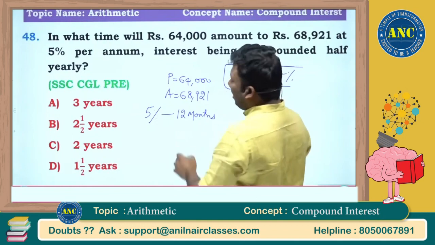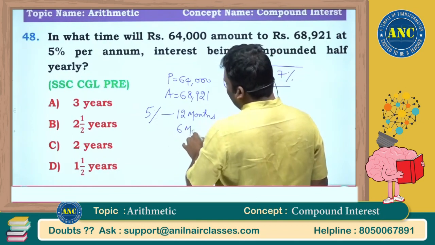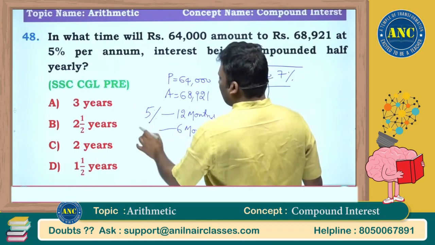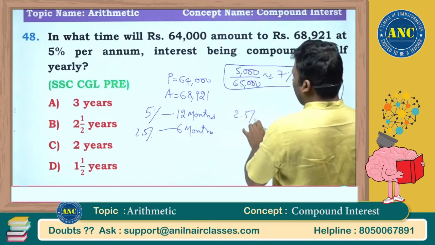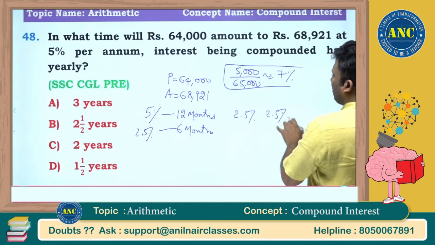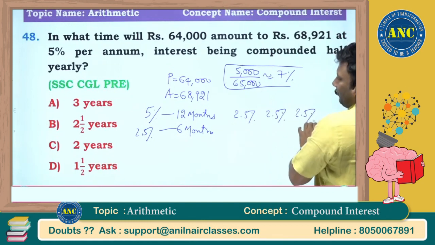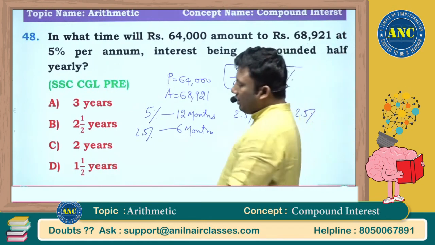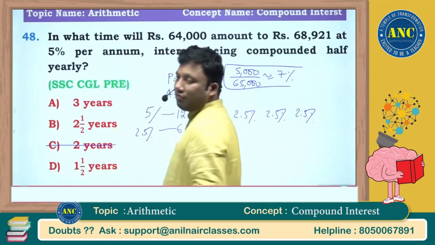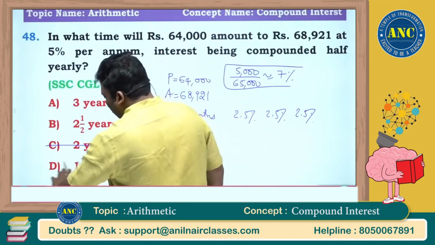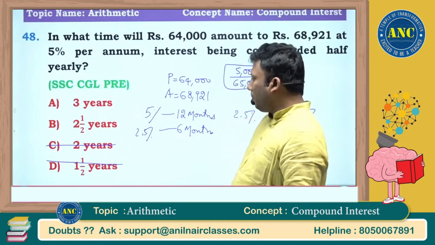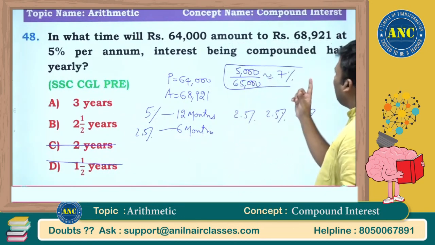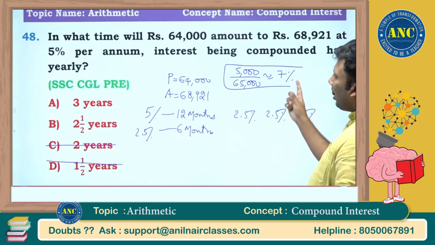Interest is compounded half yearly. Half yearly is 6 months. So this will be 2.5%, 2.5% and 2.5%. If I take 2 years, I will get close to 5%. If 2 years is not giving you the answer, then 3 years. So 2.5, 2.5. Interest is compounded half yearly.